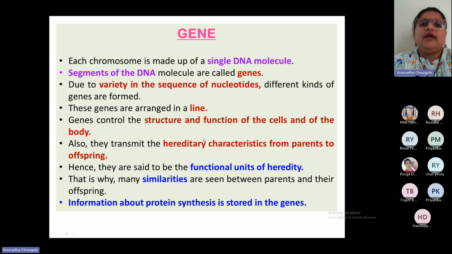The genes are arranged on a chromosome in a line, one by one like that, and these genes control the structure and function of the cell. The hereditary characteristics are transmitted from parents to offspring due to this gene only. That's why it is called the functional unit of heredity, and so there are many similarities between parents and offspring. Whatever information is required for protein synthesis is stored in the gene.